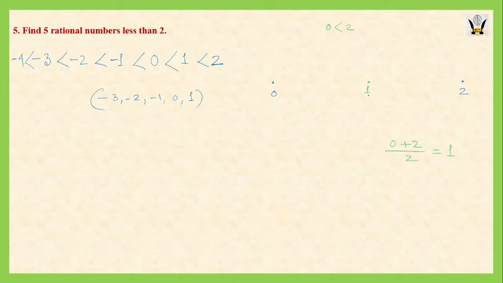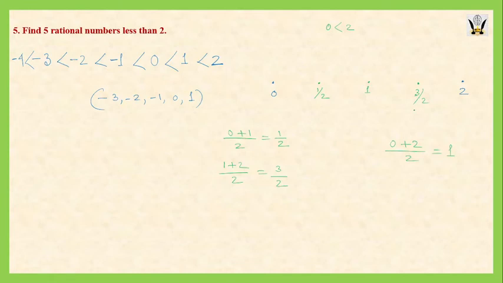Now one rational number we have already obtained, and 4 more we need to obtain. What we can do is find the mean value between 0 and 1. The mean value between 0 and 1 will be 0 plus 1 divided by 2, so it will be half. That could be another rational number which lies between 0 and 1, or we can say that lies between 0 and 2. Now we can find the mean value which lies between 1 and 2, and that value will be 1 plus 2 divided by 2, so that will be 3 by 2, and that is also a rational number which lies between 0 and 2.